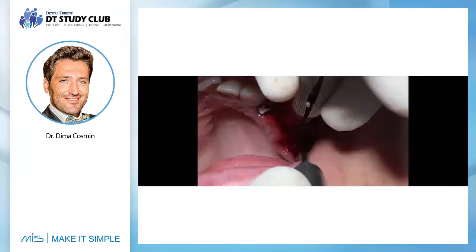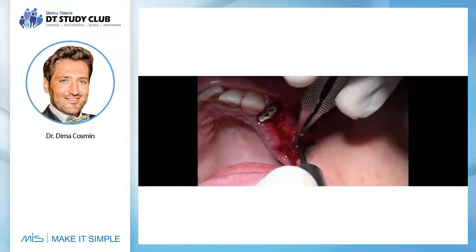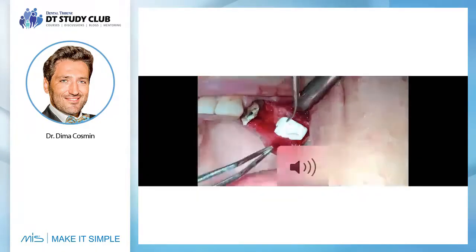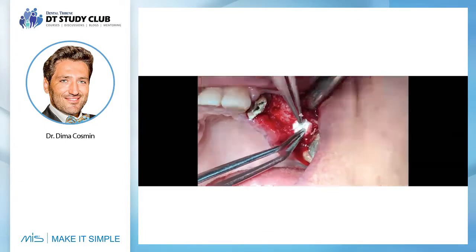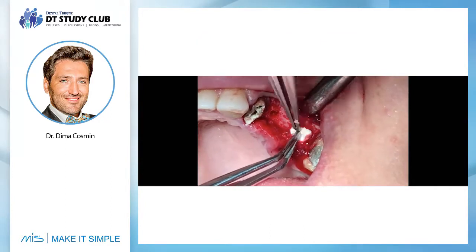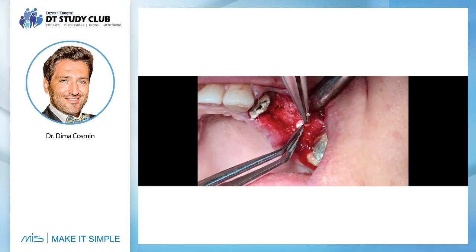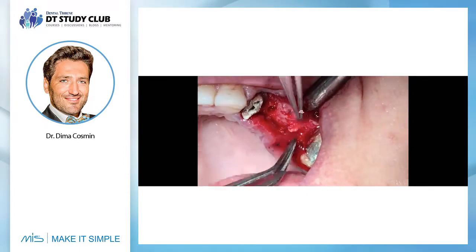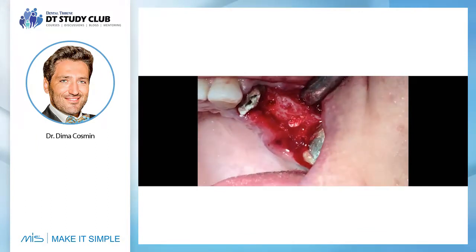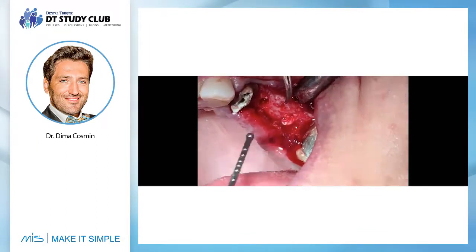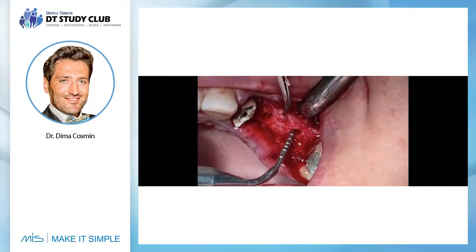I insert the augmentation material, but first of all I inserted the collagen sponge to protect the Schneiderian membrane. This is the special probe, I told you, with the ball.